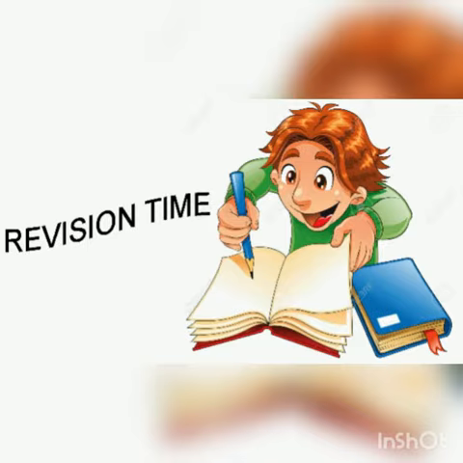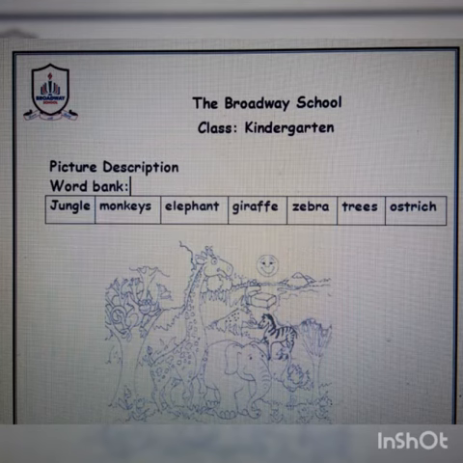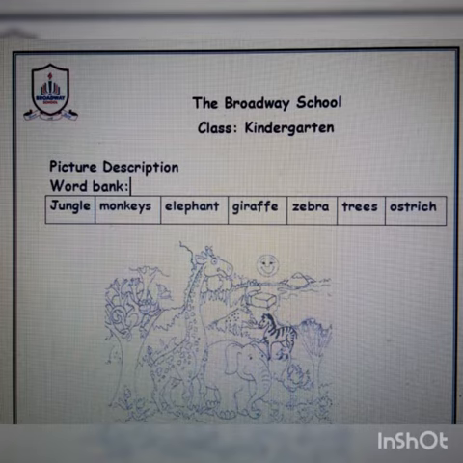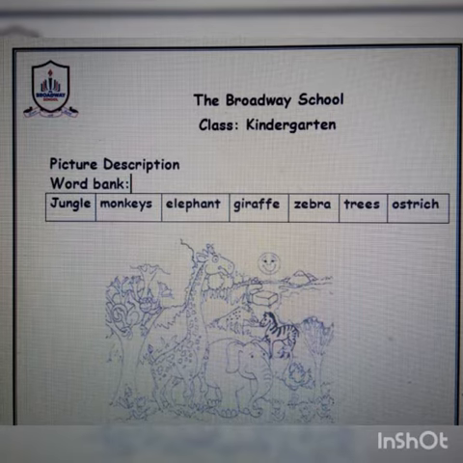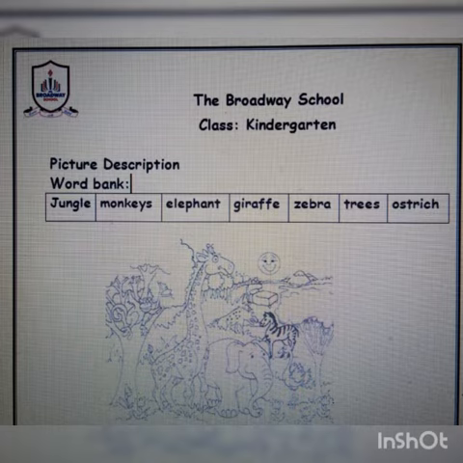Now, this is the time for revision, and our revision topic is picture description. Here you can see a picture along with a word bank. First, you have to look at the picture carefully. Then, look at the word bank that is given to you. Then, use these words in writing sentences about the picture.